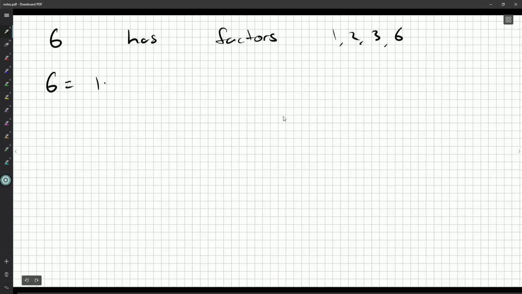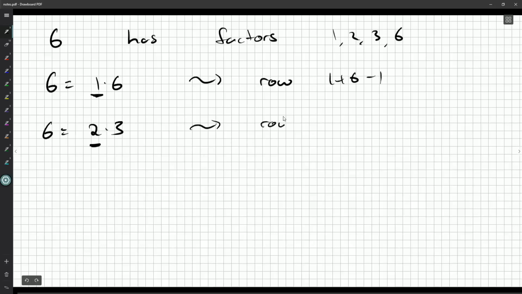6 is equal to 1 times 6, and so in the first diagonal, it will appear in row 1 plus 6 minus 1. 6 is also equal to 2 times 3, so it'll appear in the second diagonal, and it'll be row 2 plus 3 minus 1. So that's row 4. Well, hey, 6 did appear in row 4. So it looks like my theory is working out.